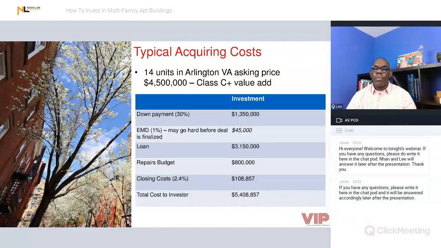The total investment from the investor would have been $5.4 million, right? Now, everyone knows that most people don't have $5.4 million sitting on the side. So what you would do is take on investors. And when you take on investors, you are playing in the realm of private placements. Private placements require you to have an SEC attorney who's going to create a document called the PPM, which stands for Private Placement Memorandum.